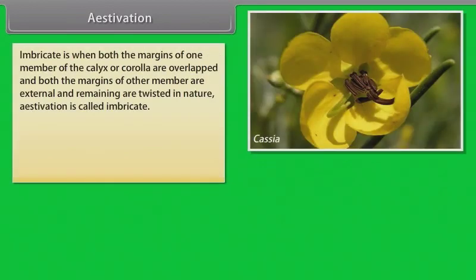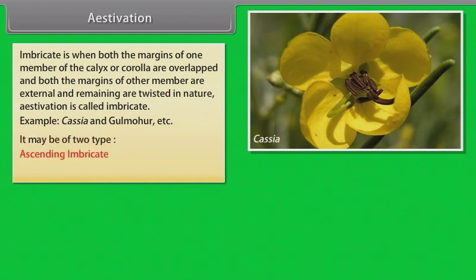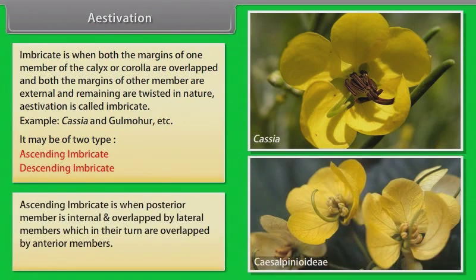Imbricate is when both the margins of one member of calyx or corolla are overlapped and both the margins of another member are external and remaining are twisted in nature. Estivation is called imbricate. Example, Cassia, Gulmohar, etc. It may be of 2 types: ascending imbricate, descending imbricate. Ascending imbricate is when posterior member is internal and overlapped by lateral members, which in their turn are overlapped by anterior members. Example, Caesalpinioideae.